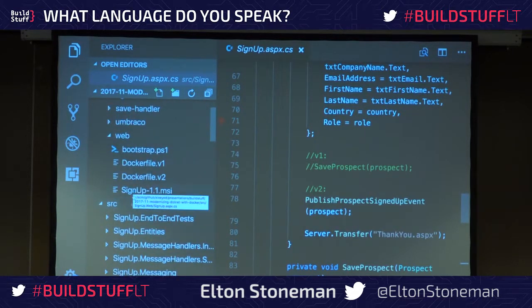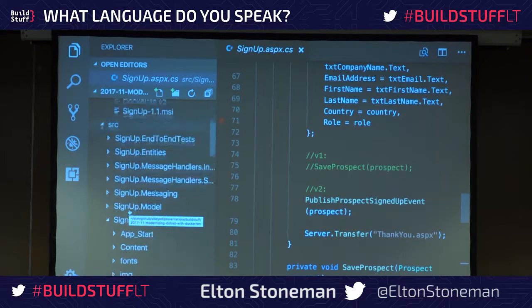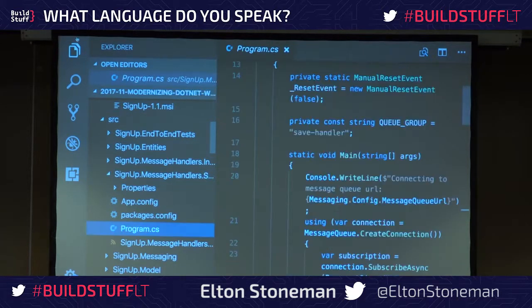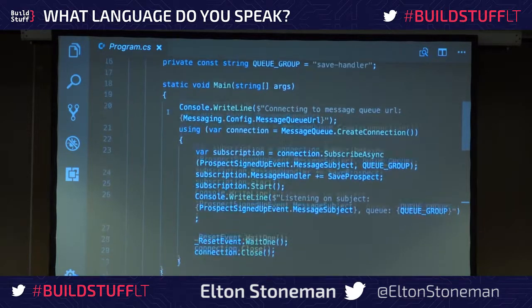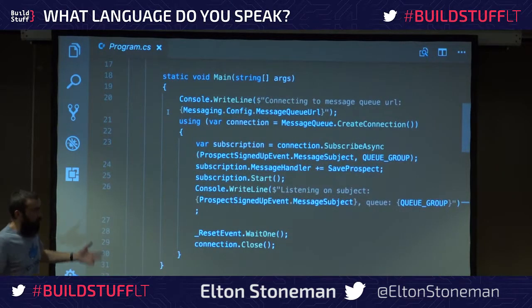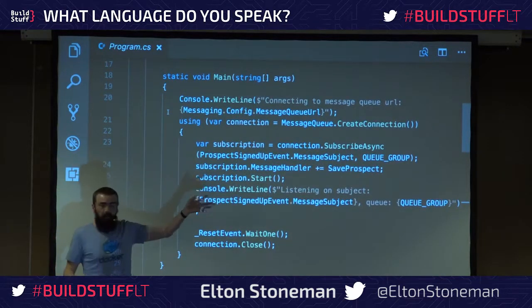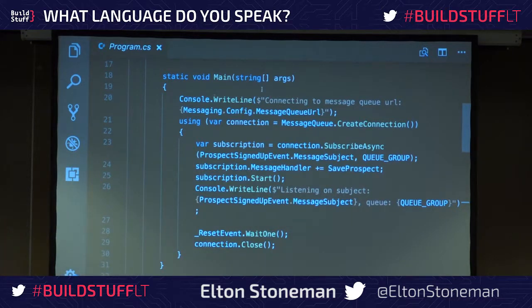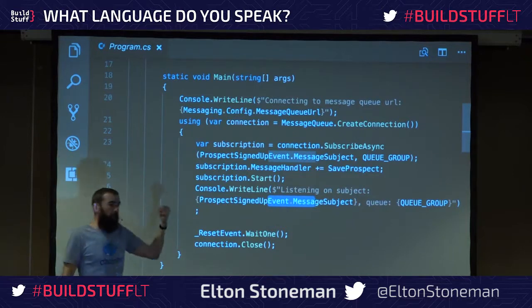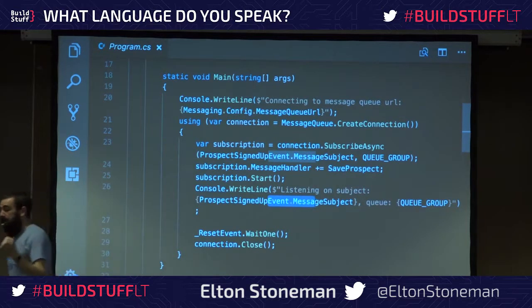So I'm integrating these components with a message queue, and the new component is just a console application. Again, it's a full .NET Framework console app. It's less than 100 lines, and most of them are boilerplate stuff. What this does is make a connection to that same message queue, and then it listens for these prospect signed up events. So this is just a console app that's sitting there listening for messages on the queue.